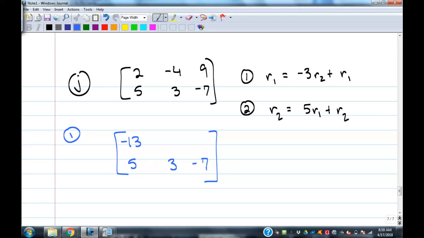-3 times 3 plus -4: -13. Okay. -3 times -7 is 21, plus 9, 30. So after row operation 1, this is our matrix. And this is the one we're going to use to do operation 2.